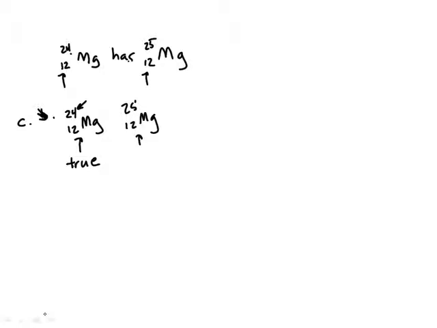D says 24 magnesium and 25 magnesium have different mass numbers. Again, true. Here's my mass number. Here's my other mass number. They're different. Okay, so I'm going to stop here with this video and make another one for the rest of the things. All right, hope that helped.